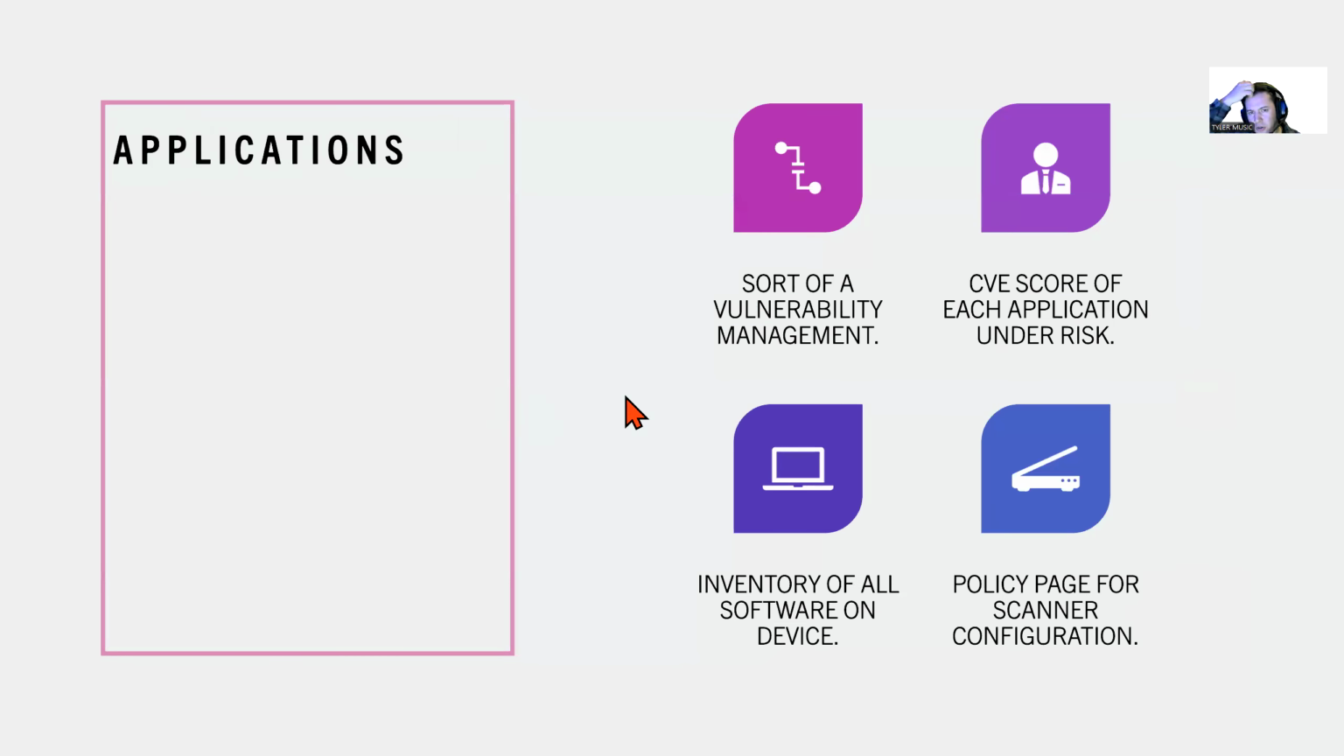The applications page is sort of a vulnerability management page, a little bit. It classifies each application with the CVE score and how many CVE vulnerabilities there are for that application version. It shows you the inventory of all the pieces of software on the device. And then it also gives you a policy page, that's just for the scanner configuration. Let me show you that right now.